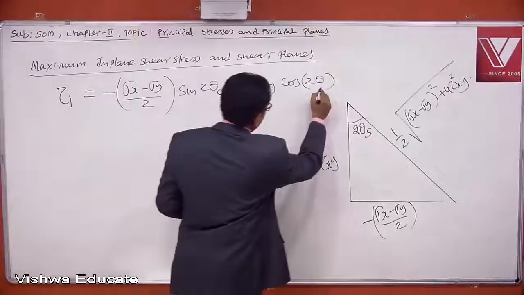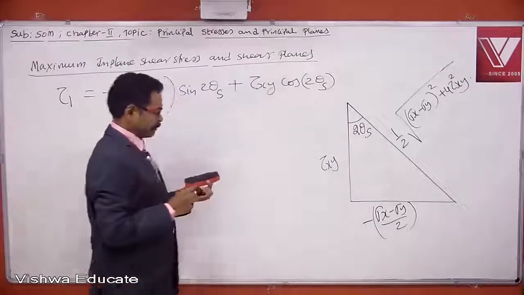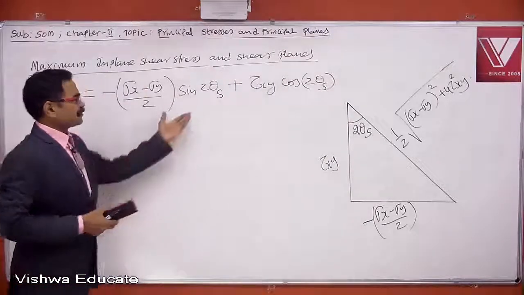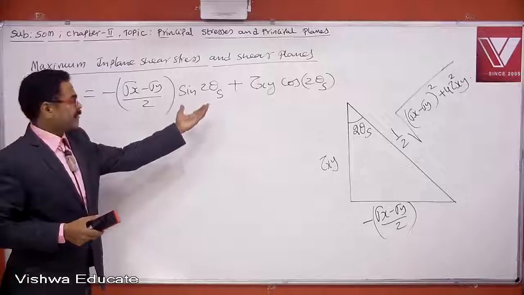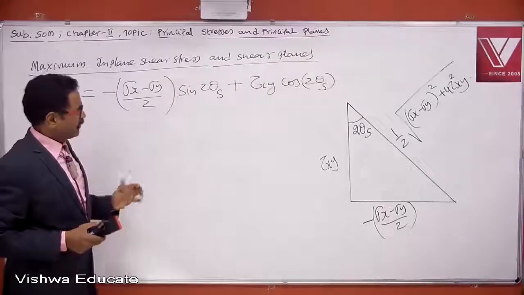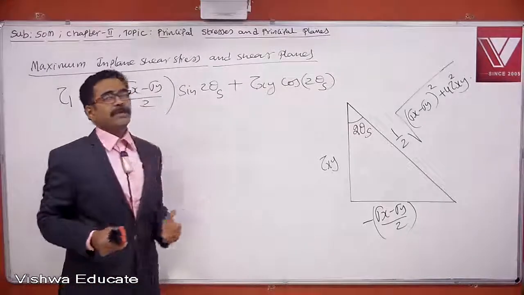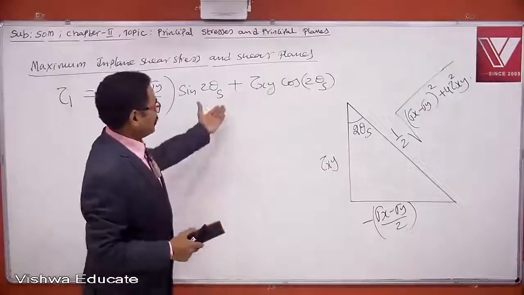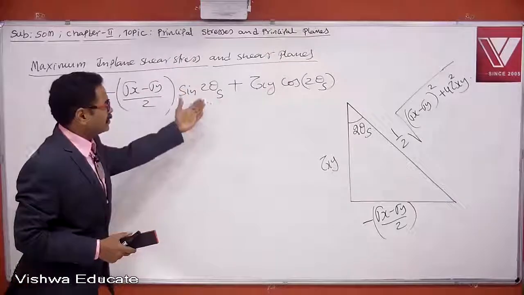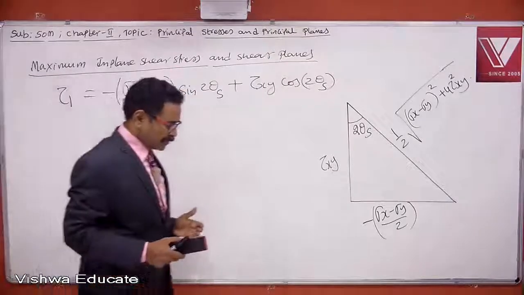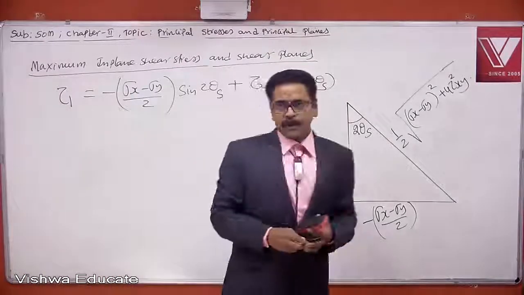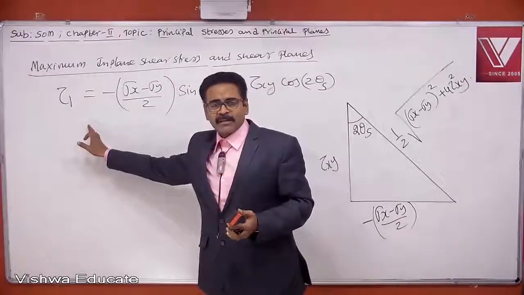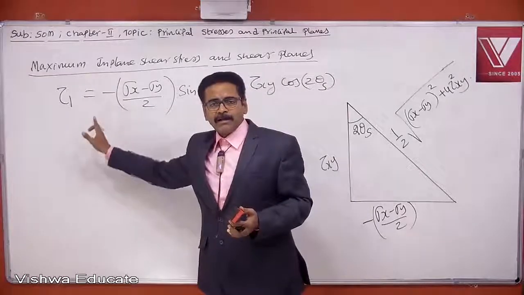By putting theta s in place of theta, what is the meaning of this? I am replacing theta with theta s. That means I am trying to find shear on the shear plane. So shear stress on the shear plane is nothing but the maximum in-plane shear tau 1. Here tau 1 means maximum in-plane shear stress.